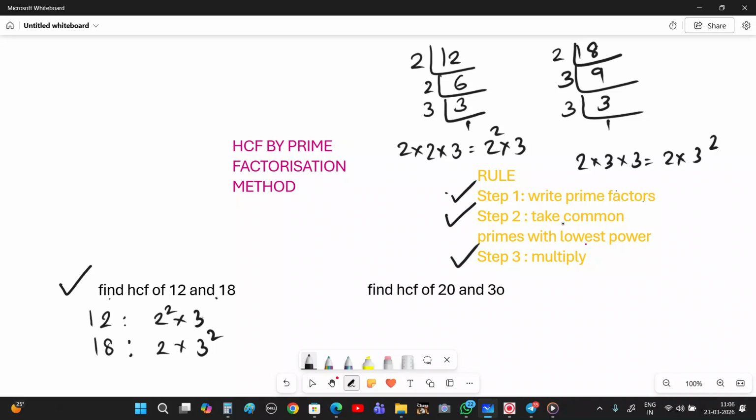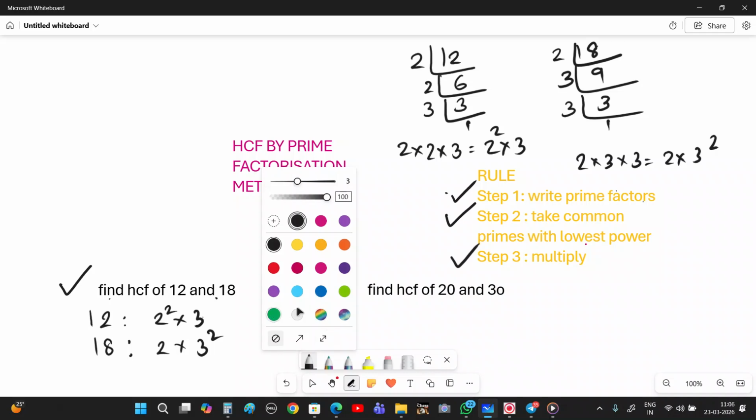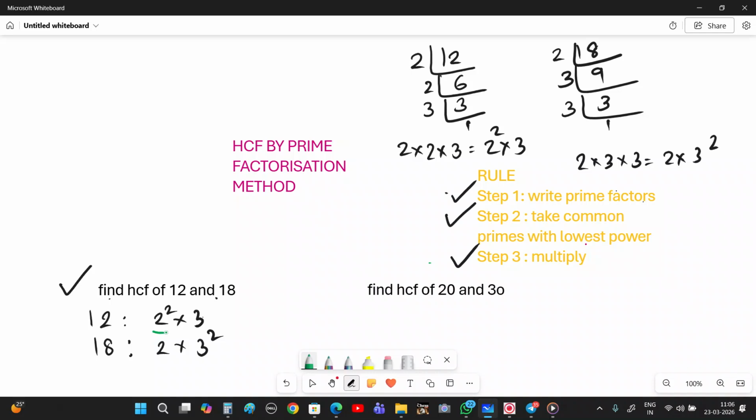What is our next step? Take common primes with the lowest power. So you have to check which are the common prime factors in the two numbers. Which are the common ones? 2 is there as a factor in both of them. 3 is there as a factor in both of them. So these 2 and 3 are both common prime factors, and you have to take the common primes with the lowest power.